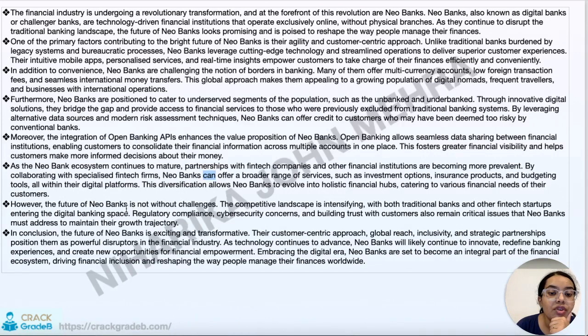However, the future of neobanks is not without challenges. Again, a negative point. After praising, there is a negative point included, a disadvantage, a challenge. You need to incorporate this point as well before you end your Pressie. The competitive landscape and all. Regulatory compliance is another big challenge for them.